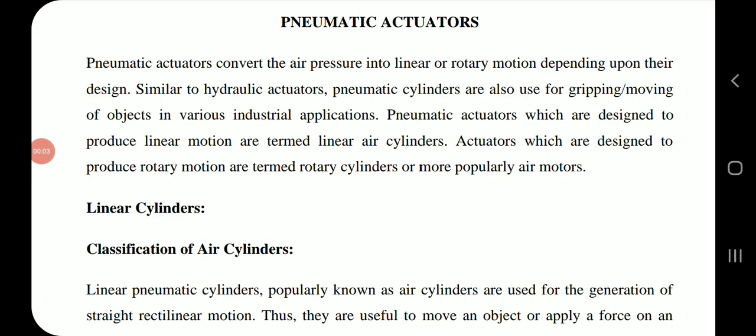Pneumatic actuators. Pneumatic actuators convert the air pressure into linear or rotary motion depending upon their design. Similar to hydraulic actuators, pneumatic cylinders are also used for gripping or moving of objects in various industrial applications. Pneumatic actuators, which are designed to produce linear motion, are termed linear air cylinders. Actuators, which are designed to produce rotary motion, are termed rotary cylinders or more popularly air motors.